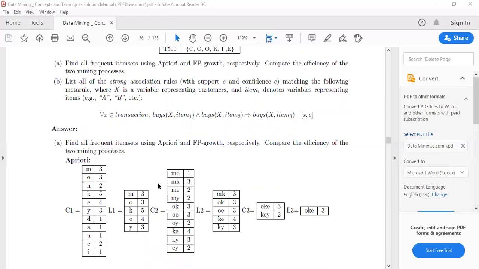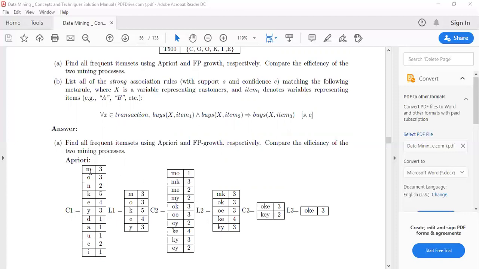So after that we are eliminating the list from the candidate item set, and then we are moving to the next level. So that is your L2 level, where MK is 3, OK is 3, OE is 3, KE is 4, and KY is 3. Like that I am eliminating all the items one by one. From that we are going to convert the 2 item set into the 3 item set.